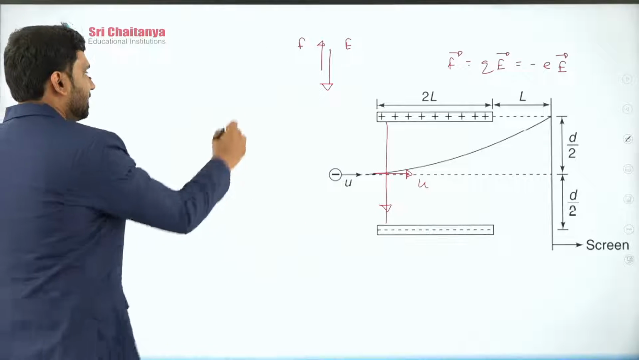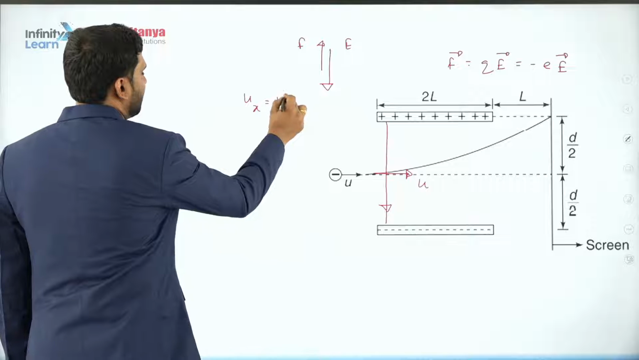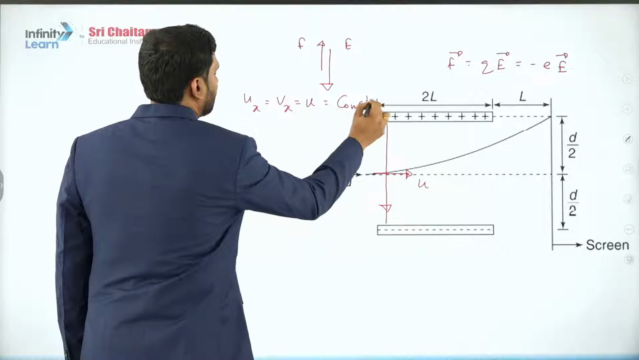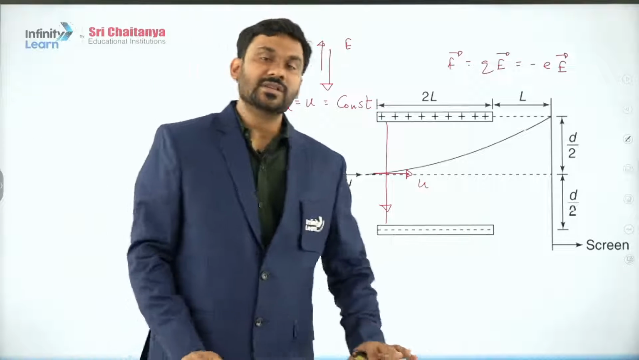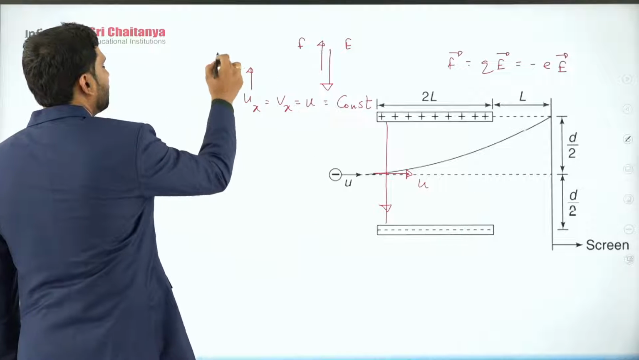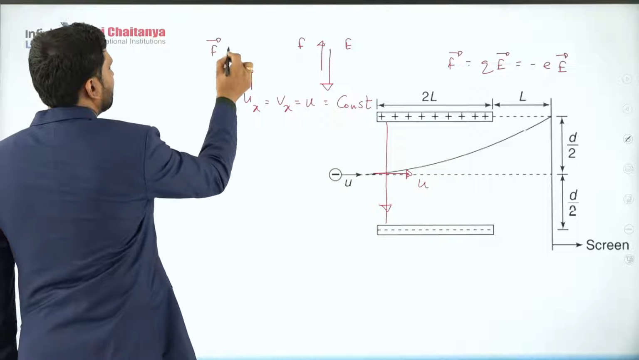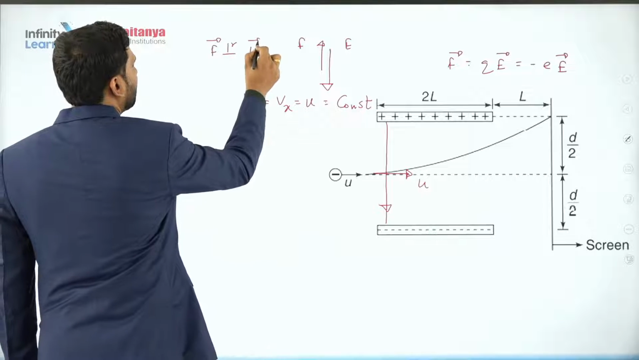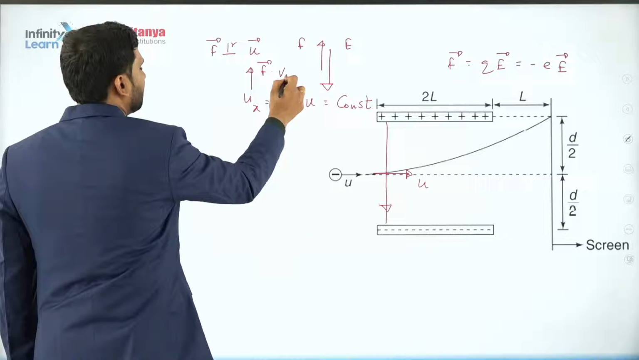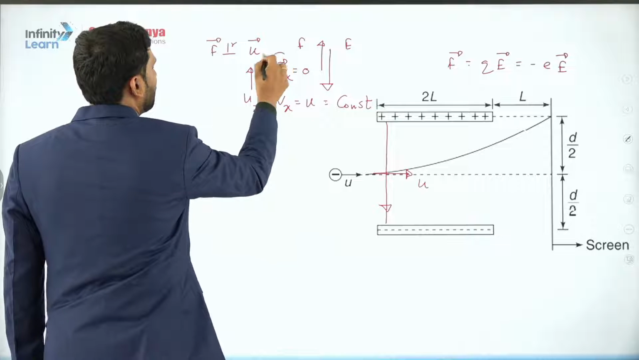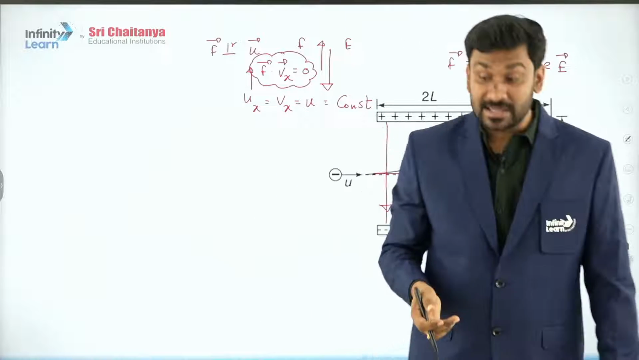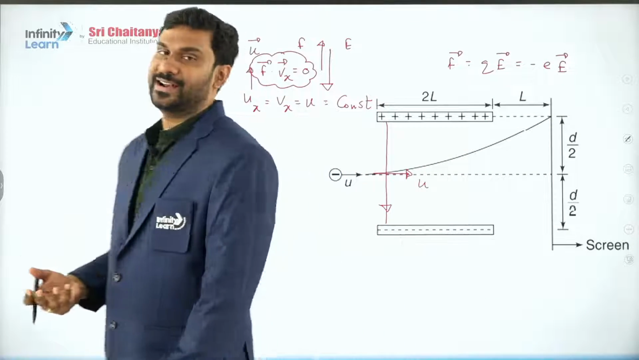Correct? So can I write Ux is equal to Vx is equal to u, which is going to be constant. It is not going to change because that velocity is perpendicular to the force. Why can it not change? I will just remind you, because F is perpendicular to the u vector, F vector dot Vx vector must be equal to 0. So the external force cannot deliver any power to the particle in that direction, hence it cannot change the kinetic energy. ठीक है ना?